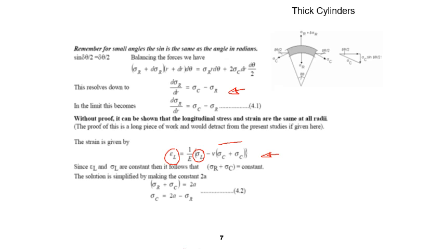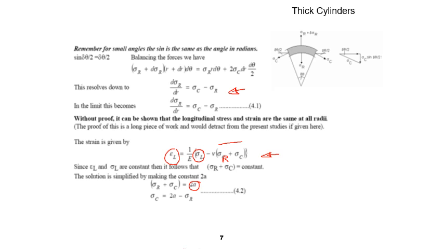Sigma c plus sigma r. Sorry, there's a typo in the text there. It should be sigma r. Something goes missing there, a half. Okay, the solution is then simplified to say sigma r plus sigma c is a constant. We just put the constant as 2a. Now there's a mathematical reason for doing that. You will see later on that it's more important than putting just a there.